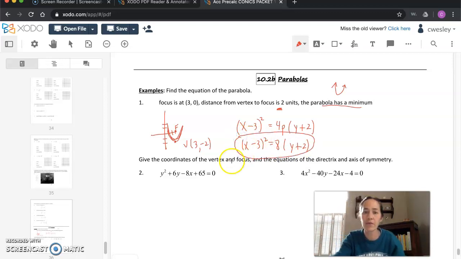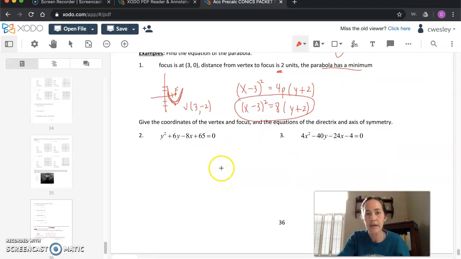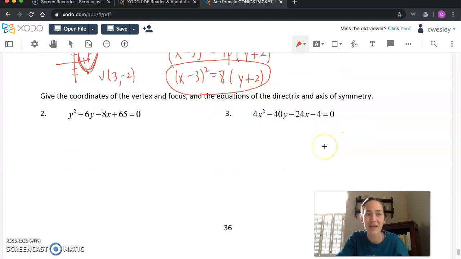The second one and the third one say, yikes, we're given an equation of a parabola in general form, and we want to get it back to standard form, so that we can find everything: vertex, focus, directrix, axis of symmetry. What I'm hoping is this is just as quick as it was with ellipses and hyperbolas, and maybe even a little bit quicker, because with parabolas you only have the one squared variable, so you only really have to complete the square once. Your rule of thumb is you're looking for standard form.